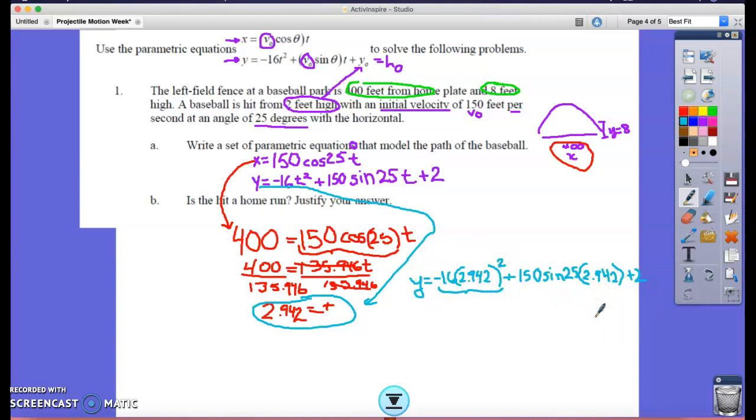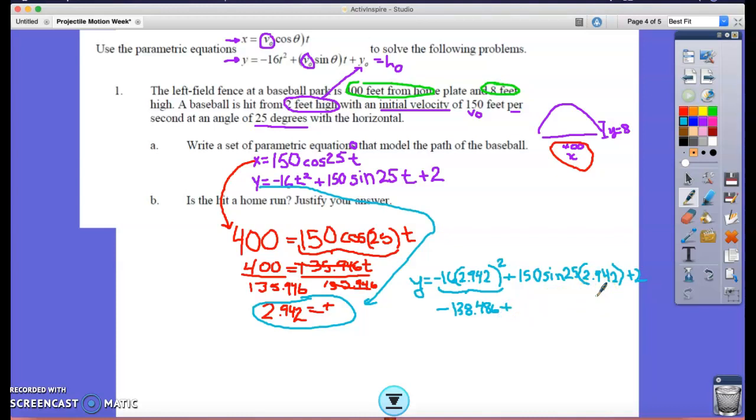Now this is going to remain negative because that 16 is not getting squared, only the 2.942. So this is going to be gravity's effect on our situation. 486 if I round it. Remember, I do these within a few decimals when I grade things.